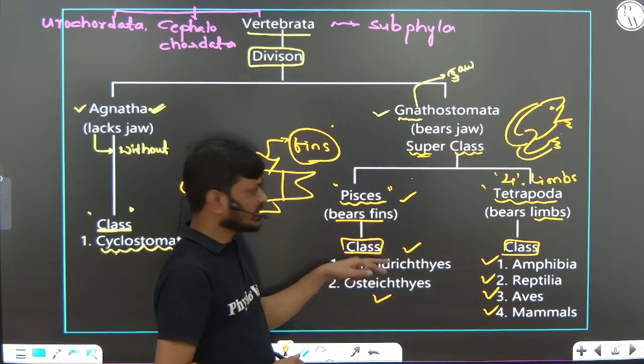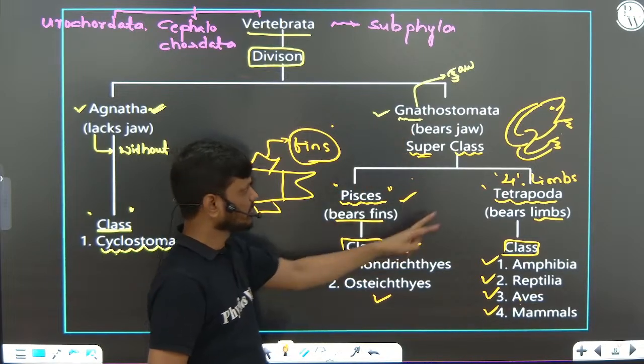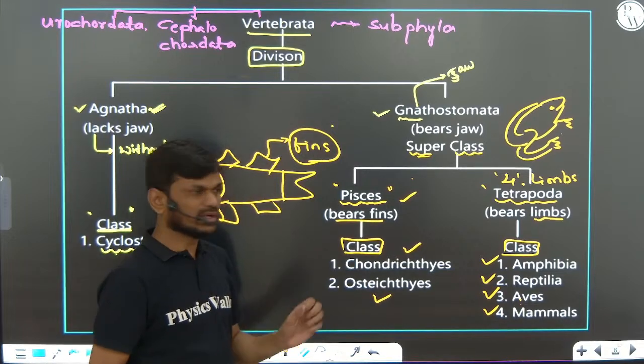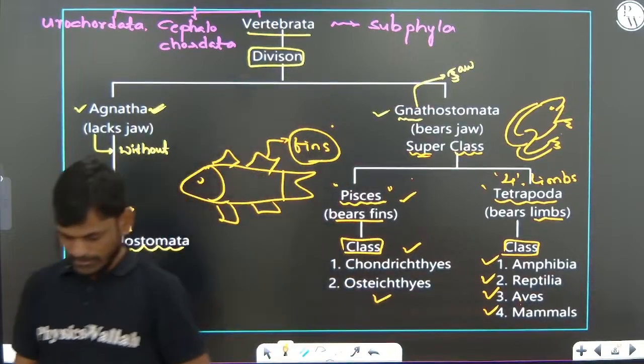Fins are present in Pisces, a superclass of the Gnathostomata. Tetrapoda bears limbs. Okay. So these kinds of questions you will get from this area. I hope it is clear for everyone. Okay. One minute.